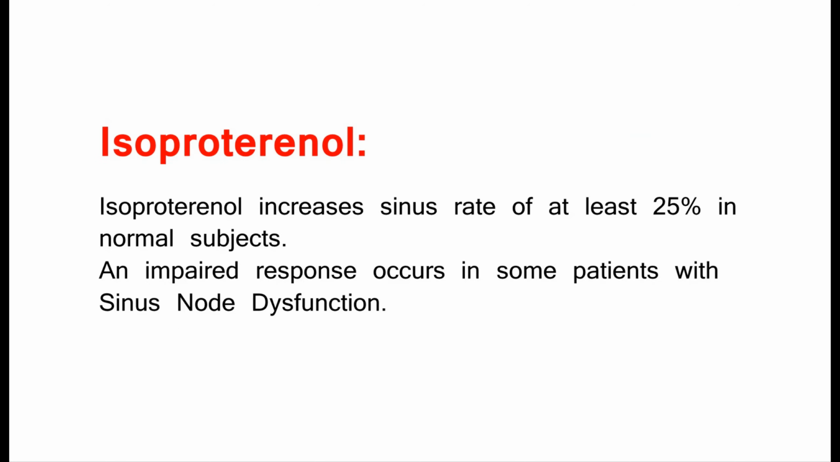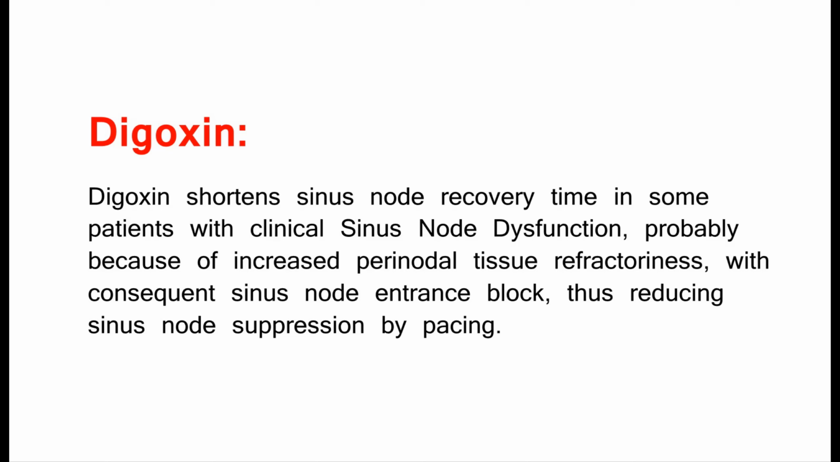Isoproterenol. Isoproterenol increases sinus rate of at least 25% in normal subjects. An impaired response occurs in some patients with sinus node dysfunction. Digoxin. Digoxin shortens sinus node recovery time in some patients with clinical sinus node dysfunction, probably because of increased perinodal tissue refractoriness, with consequent sinus node entrance block, thus reducing sinus node suppression by pacing.